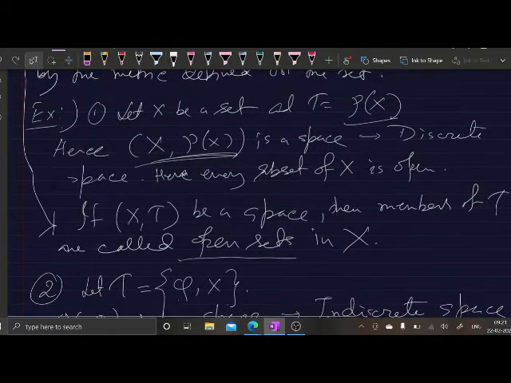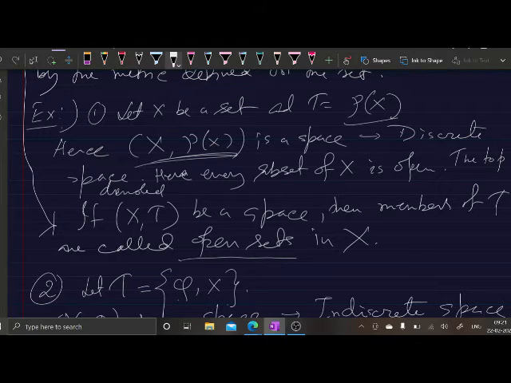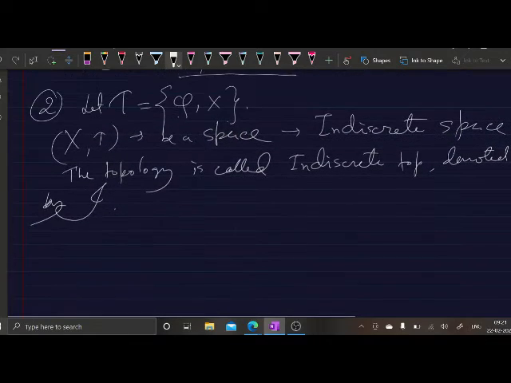Here the discrete topology is denoted by curly D, and called the discrete topology.